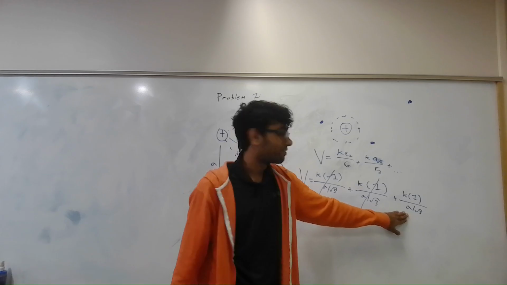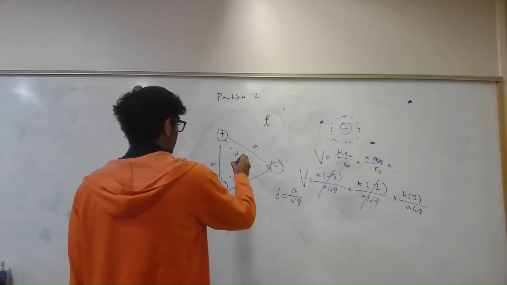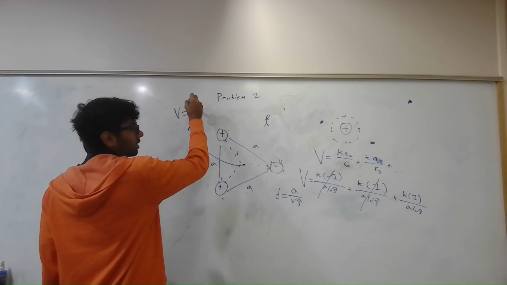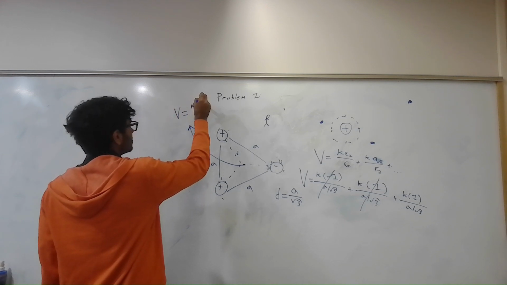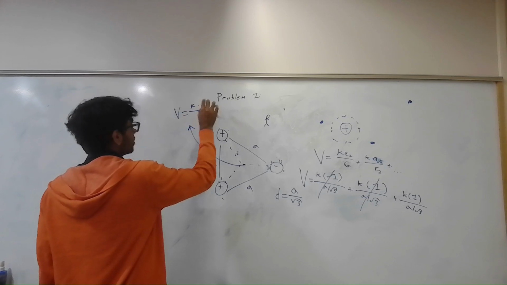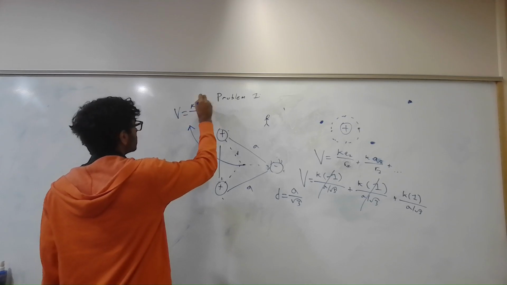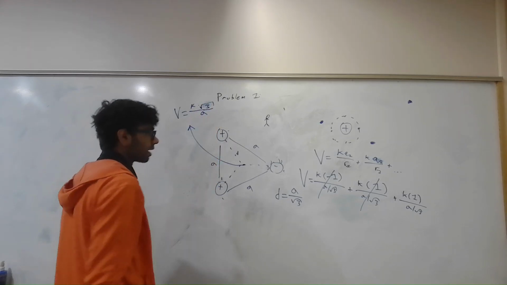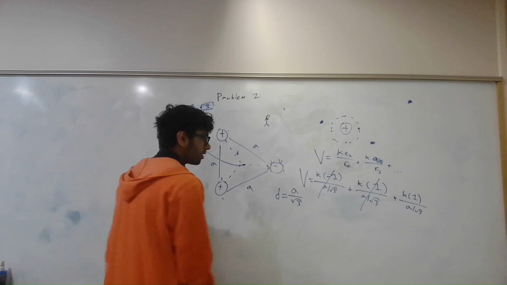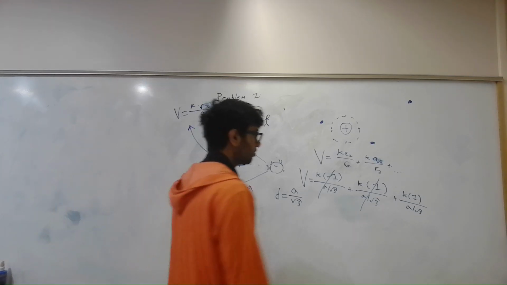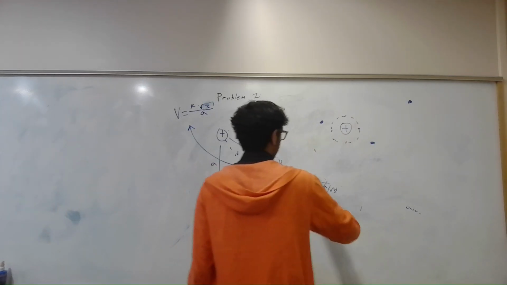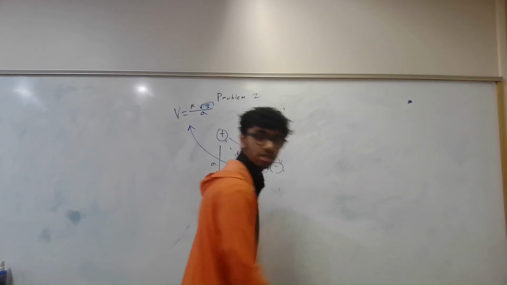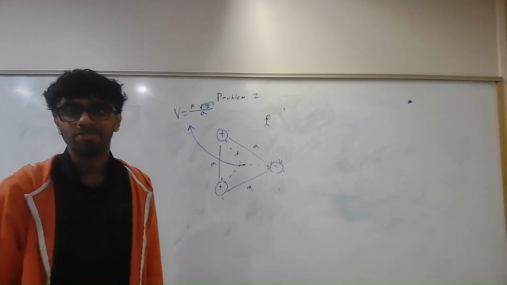And this term is all that's left. So our answer is the potential at that point, V equals K times A over, K times root 3 over A. Okay. Now, calculating the electric field, I'm not going to go through because that involves some vector arithmetic, which we have not covered.